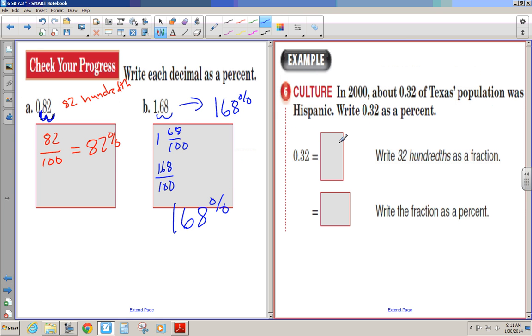All right, we are almost done here. Here's a story problem. In 2000, about 0.32 of Texas's population was Hispanic. Write this as a percent. You can use the quick way if you want, or write it as a fraction. 32 hundredths ends up being 32%. Moving the decimal 2 places still gives you 32%.